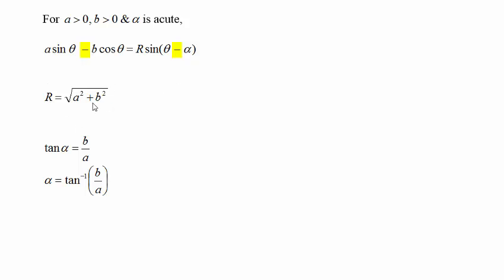But please note that the calculation of r as well as alpha is still the same. R is still found using the square root of a squared plus b squared, taking only the positive value, and alpha will still be tangent inverse of b over a.